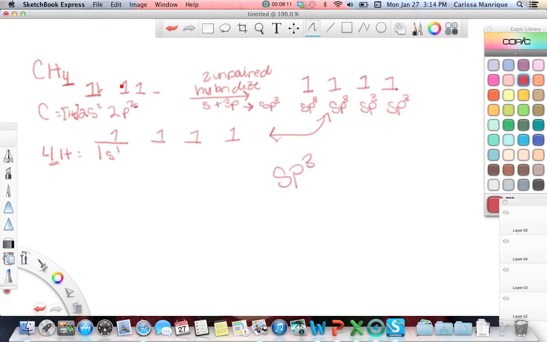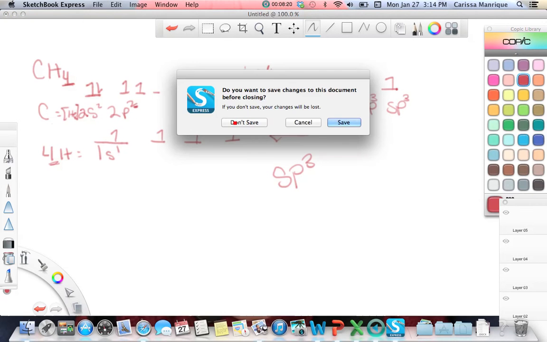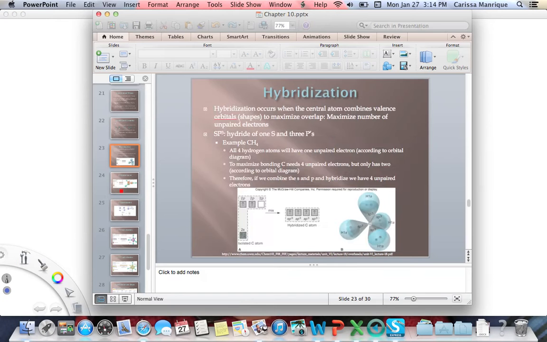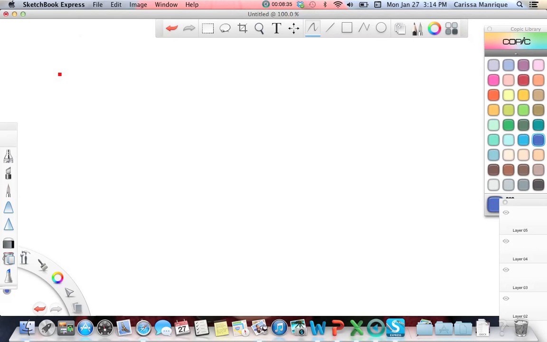Now let's look at sp2. Again, I'll show you a shortcut so you don't have to derive it each time like this. Let's look at the example they have here. They're looking at BH3. I'm going to tell you right now, this is going to be sp2. So let's see how this is sp2.